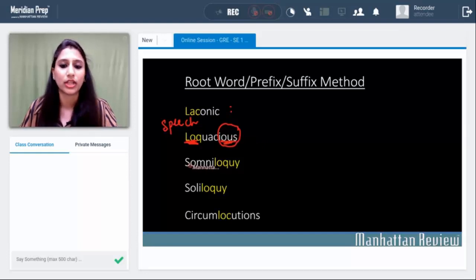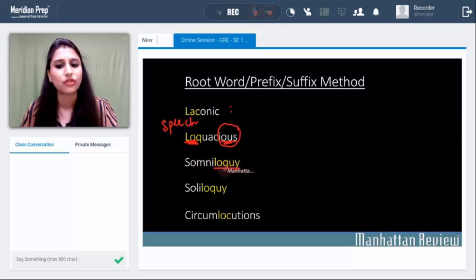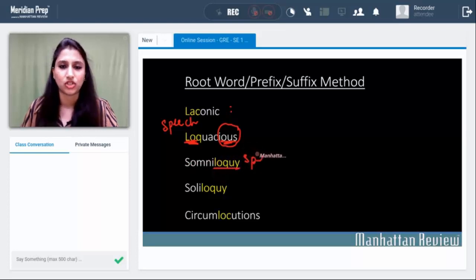Now similarly, let us look at this word, somniloquy. Now you know the meaning of loquy anyway, which means speech. Now let's see what this somni is. There are many words in our day-to-day usage which we generally use with somni. For example, let's say insomnia.